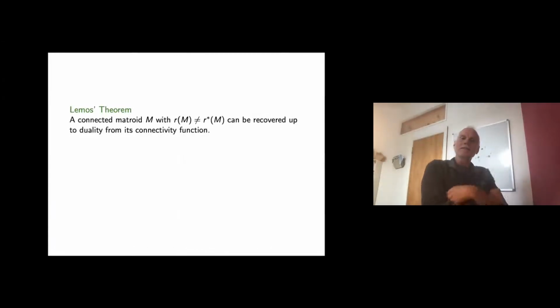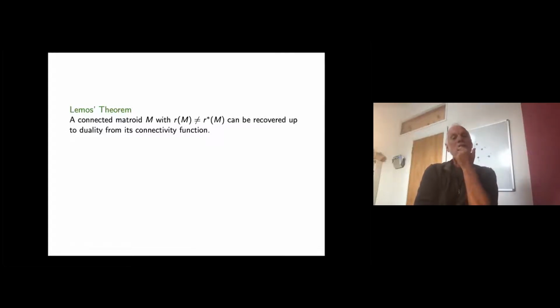Just incidentally, but I think it's interesting, you could say, how much information about the matroid do you get from the connectivity function? And Manuel Lemos proved a theorem, which I think is a very nice theorem. It's a significant generalization of a theorem of Seymour's, who considered the same problem for binary matroids. He said that if I give you a connected matroid, and so long as the rank is not equal to the co-rank, that is, the cardinality is not equal to twice the rank, then we can recover the rank function of the connected matroid up to duality from its connectivity function.